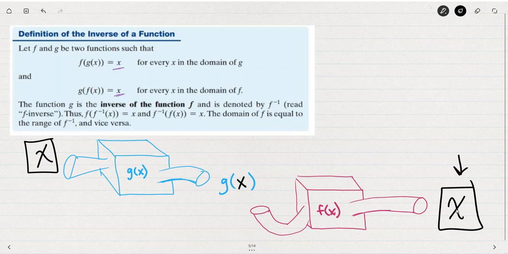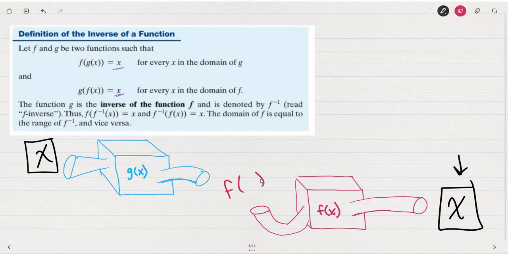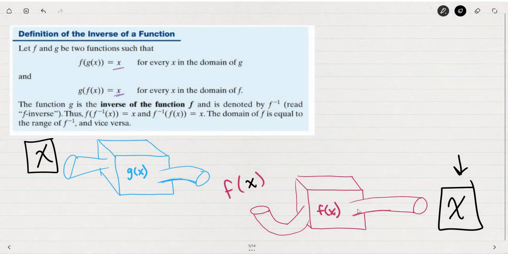If I started with the x and put it into f of x, what would come out? What would come out is f of x, right? So x is the input, the output is f of x. I'm going to plug that f of x into the g of x. If I get an x out of that, then we say that these two have a special relationship. They are inverses.